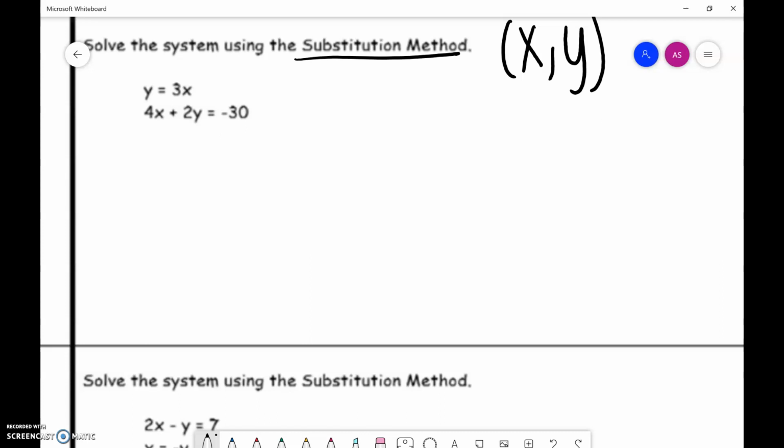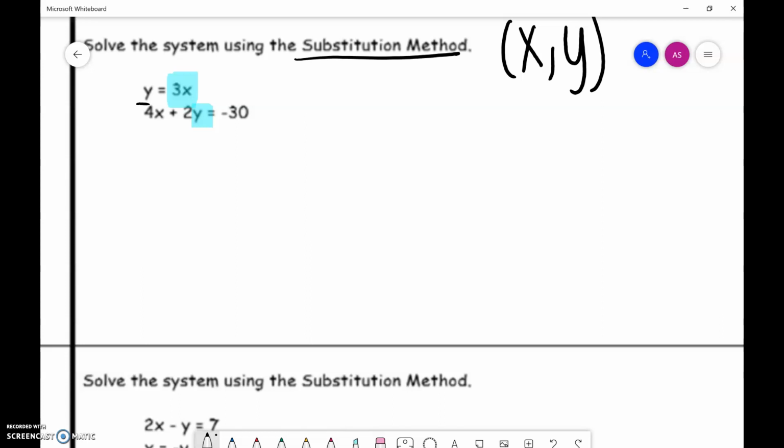You want to have one of your variables by itself. Now, in some problems the variable will already be by itself, and in some problems you may have to solve for it. This one here, we see that y is already solved for. So this is like saying y is 3x. So what's going to happen is I'm going to take this y and substitute it in the other equation. So it's kind of like I'm putting one equation inside the other.